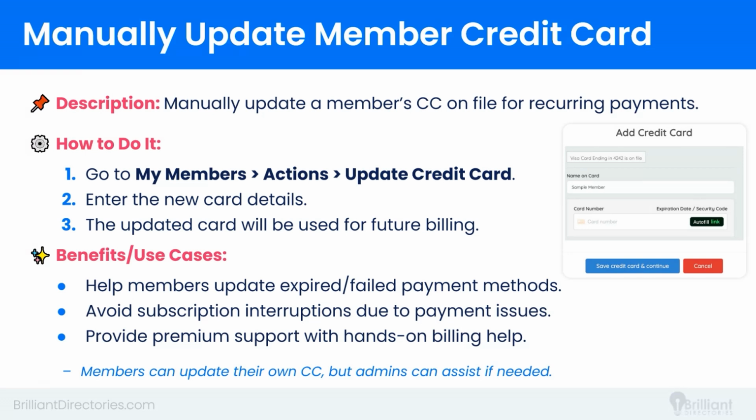There's a link in there to update credit card for that specific member. And when you click that, it brings up a pop-up, and in that pop-up, it'll show you the current card that's on file for that member. And if you want to update it, you can update the name on the card, the card number, the expiration date, as well as the security code for that card. So this is really great to help members update expired or even just failed payment methods.